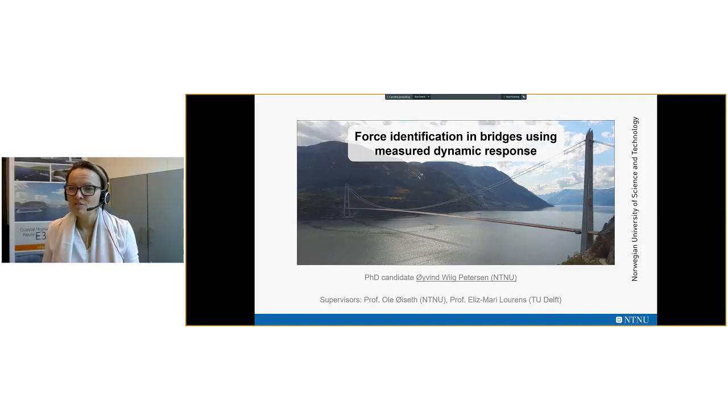Welcome everyone to this presentation of force identification in bridges using measured dynamic response.